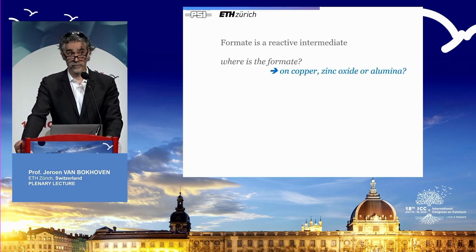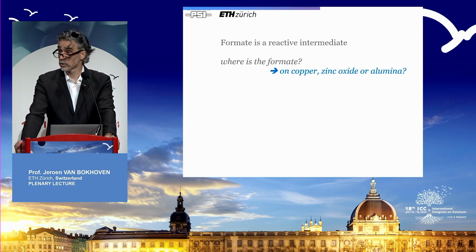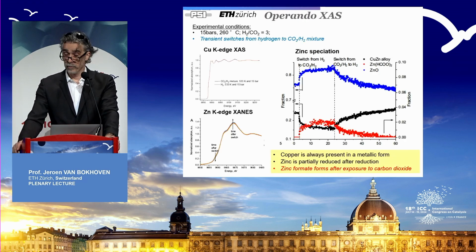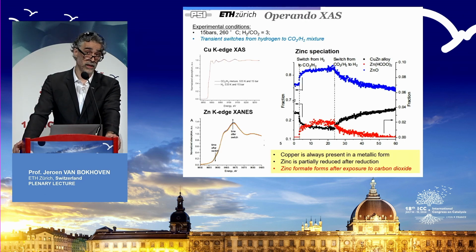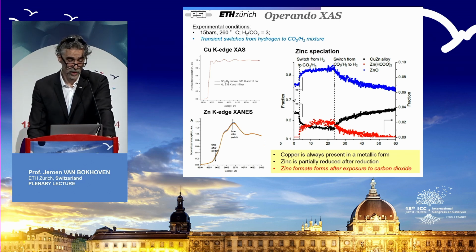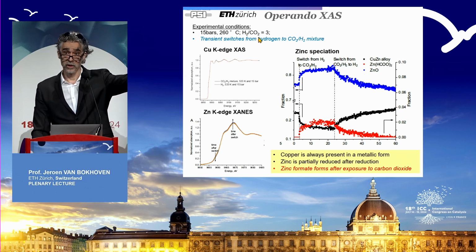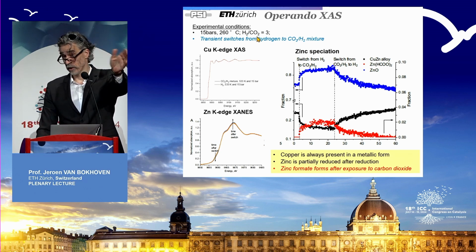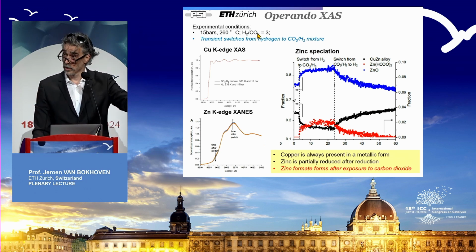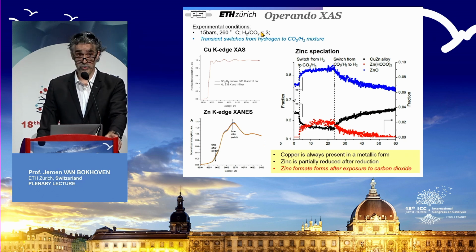Is it on the copper? Is it on the zinc? Or is it on the alumina? Because we can measure the copper and the zinc, and then we measured under these conditions, very similar, the X-ray absorption spectra. So what we have here, we measure at 15 bars, 260 degrees, so exactly the same conditions. The ratio of hydrogen CO2 is still 3, and we have a transient switch between pure hydrogen and carbon dioxide and hydrogen, and we can of course switch back and forth. And then we look time resolved at the spectral change that we have, and that we can transfer back into structural speciation of what occurs.